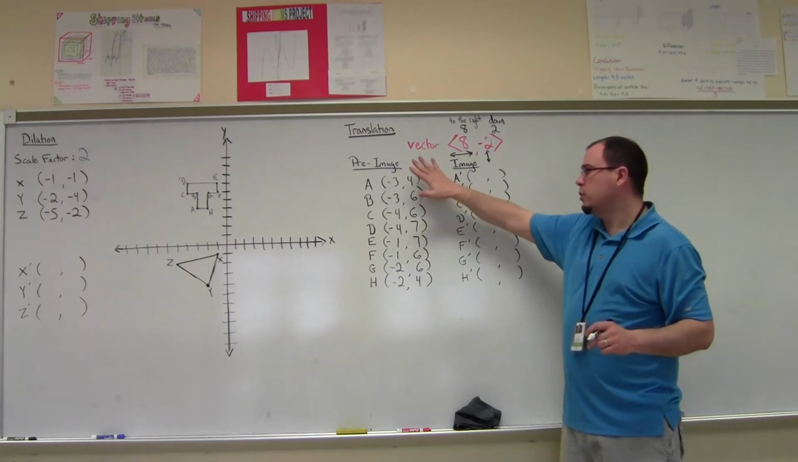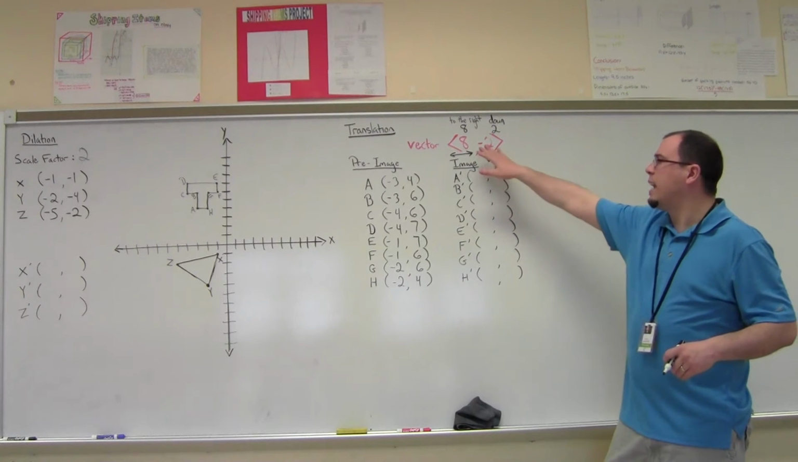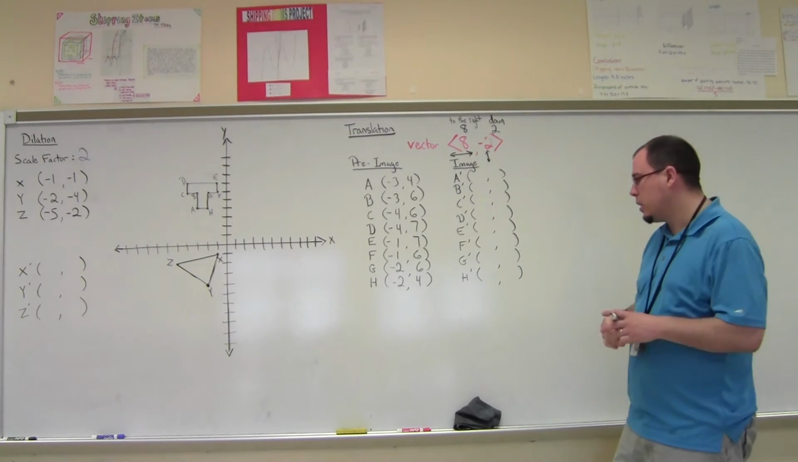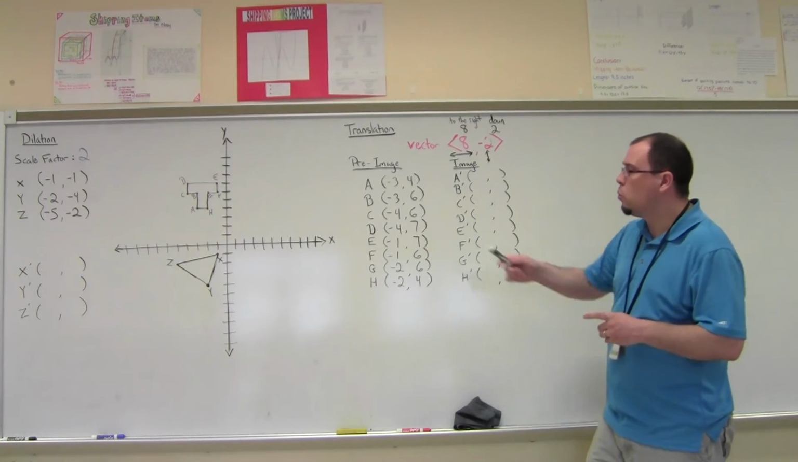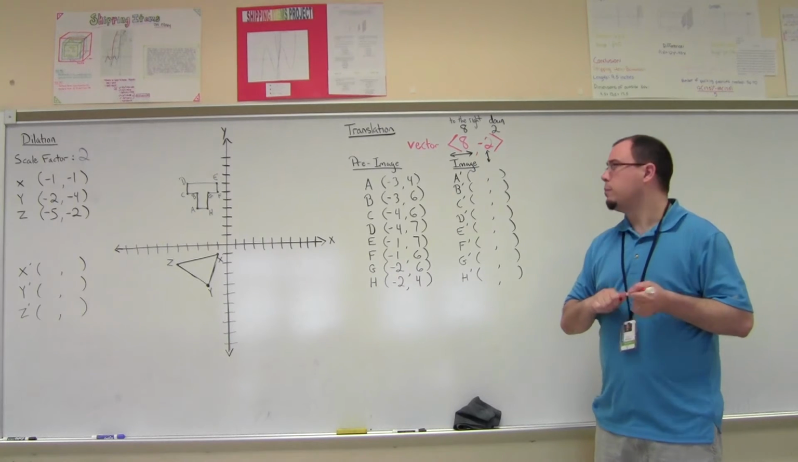So what we're going to do is take each of these points and move it to the right 8, and move it down 2. And when we're done with that, we should have a shape that matches the one that we have here, but it's going to be moved over.